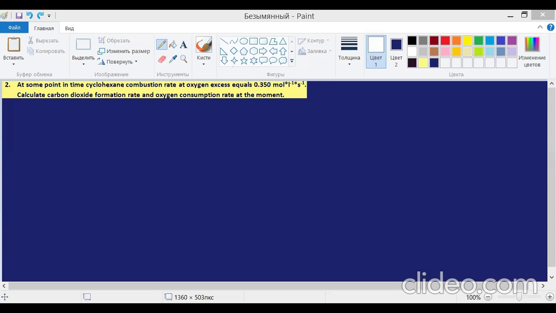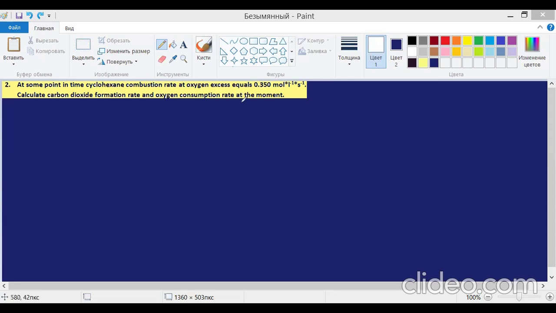So we've got the magnitude of the rate with respect to cyclohexane, right? And now they want us to compute the rate of carbon dioxide formation. Okay, let's do that.